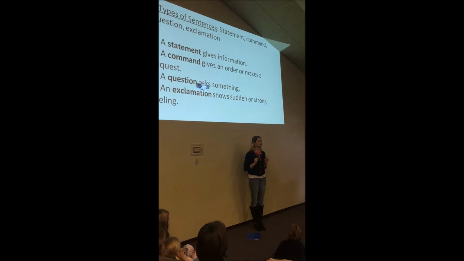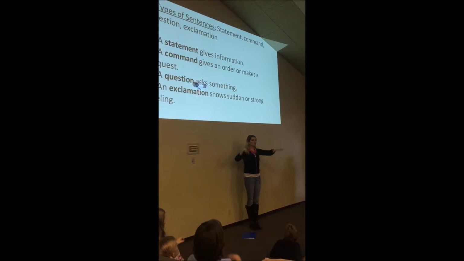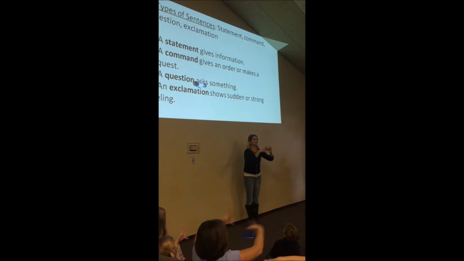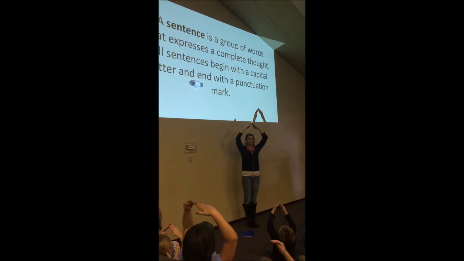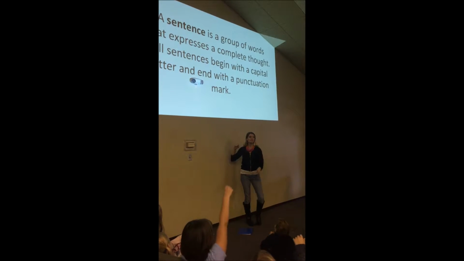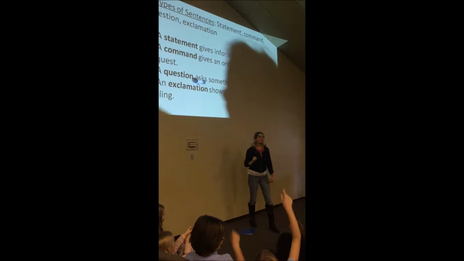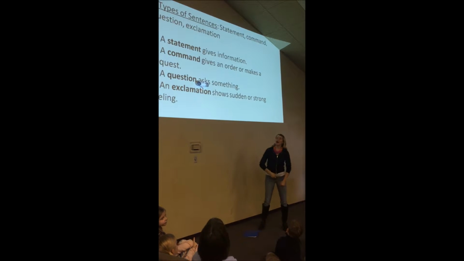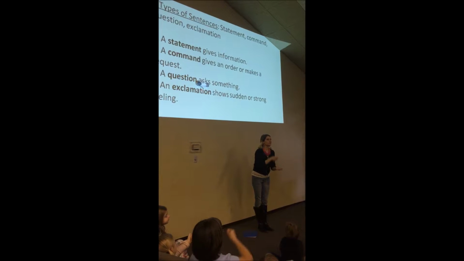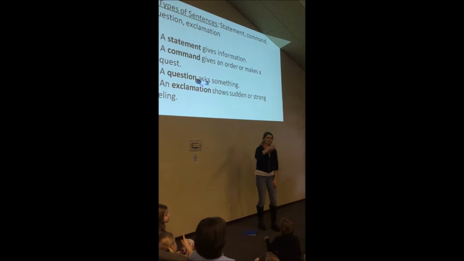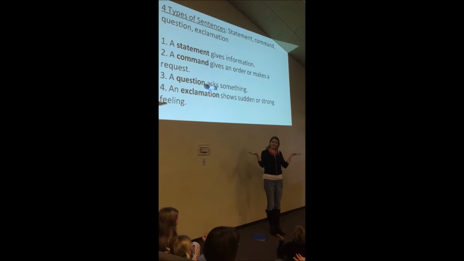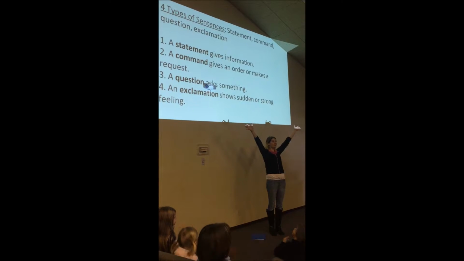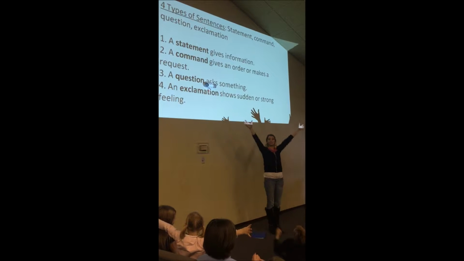Let's start with a sentence and a group of words. A sentence is a group of words that expresses a complete thought. All sentences begin with a capital letter and end with a punctuation mark. There are 4 types of sentences. A statement gives information. A command gives an order or makes a request. A question asks something. An exclamation shows sudden or strong feeling.